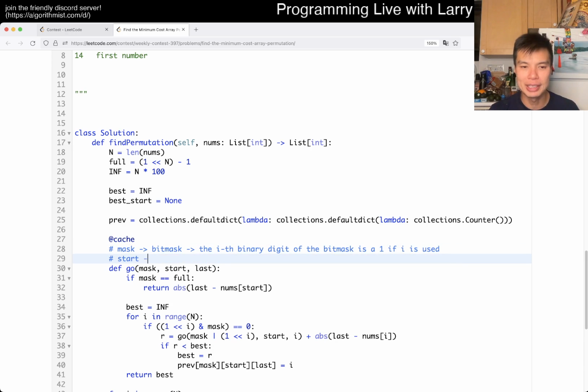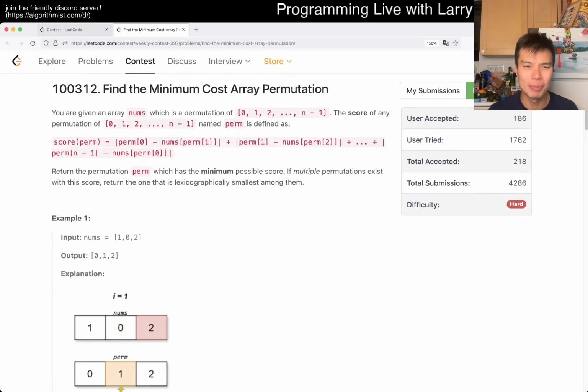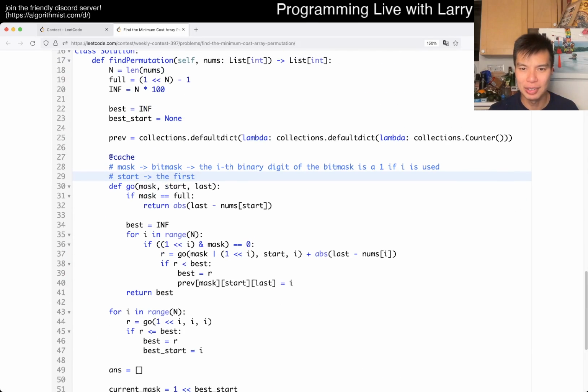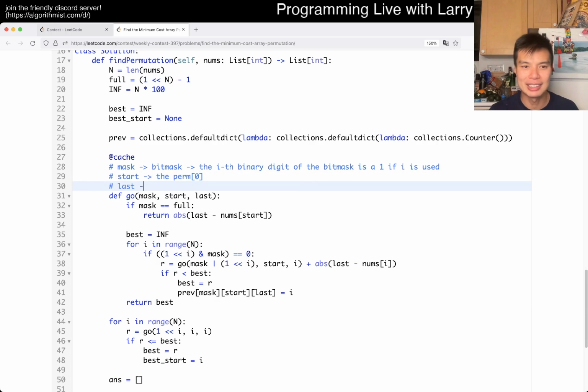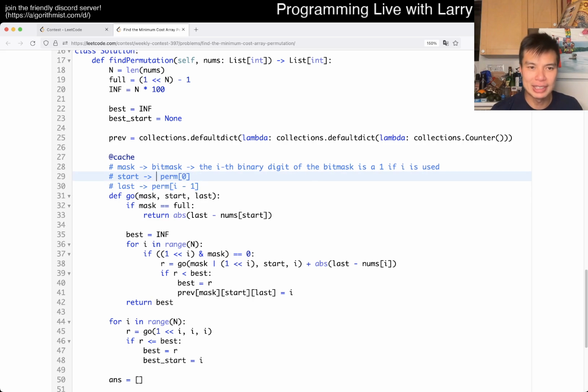And start is just the first, what do they call it, perm sub. Okay. Yeah, actually I use make. But first is perm sub 0, right? I guess they're all perm sub 0. And then last is equal to perm of I minus 1, I guess, right? So that's basically the states that we have.